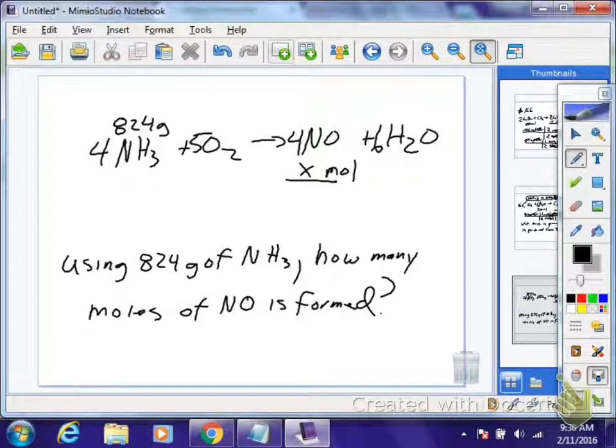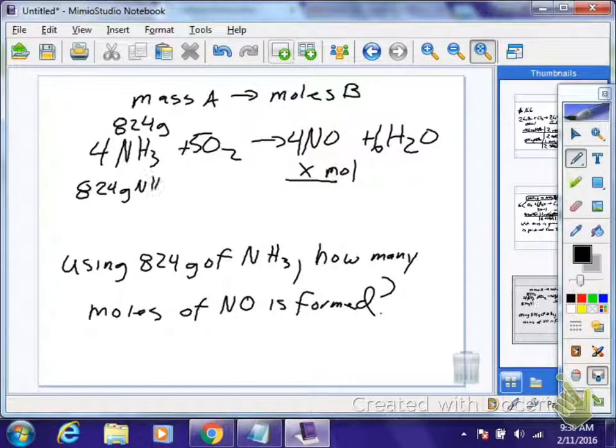So does anybody know what first step I need to do to get here? Because it's 2 steps. So what do I need to do on the first step? Yeah. Grams of NH3 to moles. Right. So again, this one we're doing mass of A to moles of something else in the equation, and we'll say moles of B. So what I'm going to have to do is take 824 grams of NH3, and then I probably put grams down here of NH3, and up above, I'm going to have to put moles of NH3.